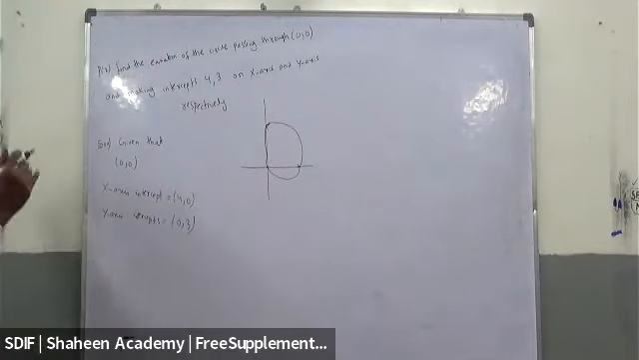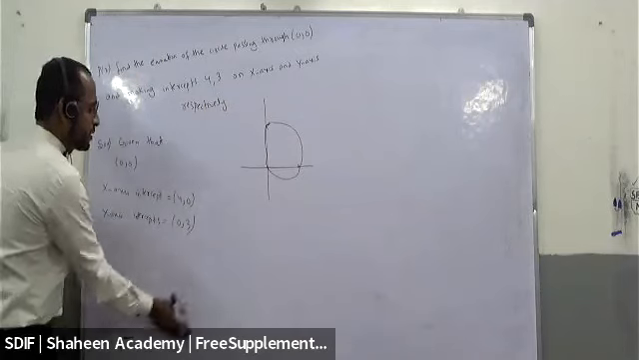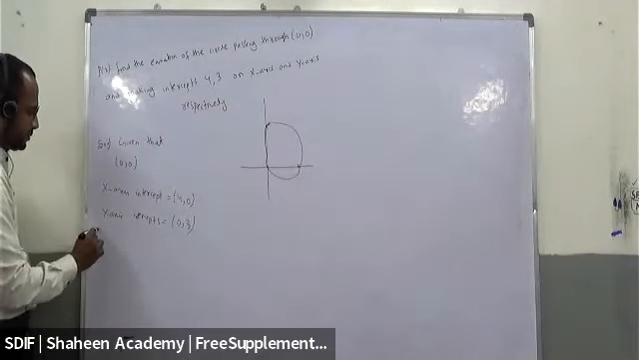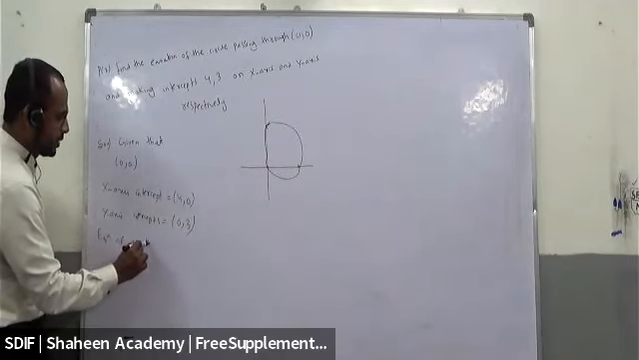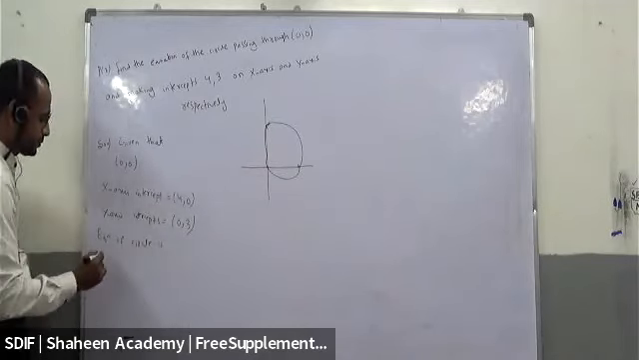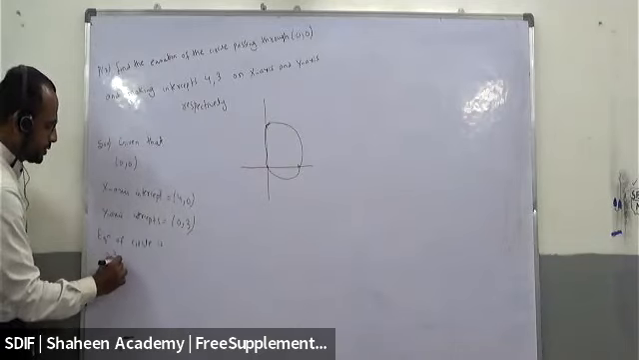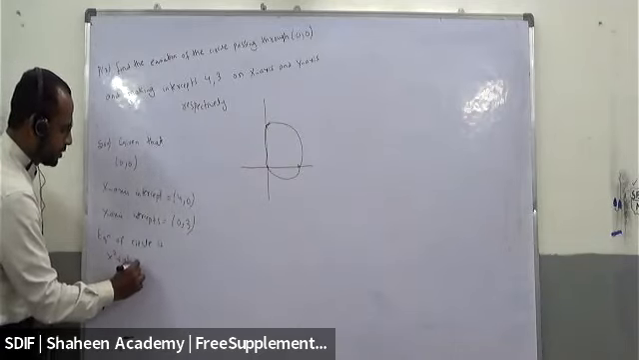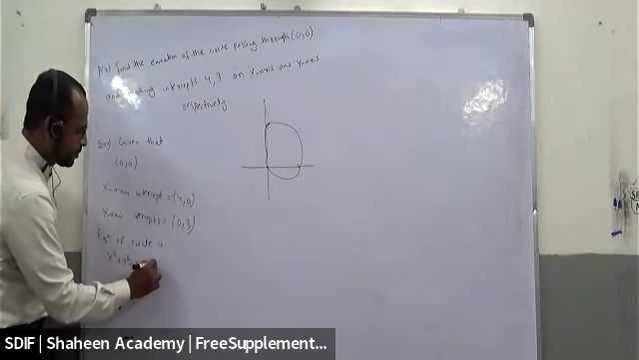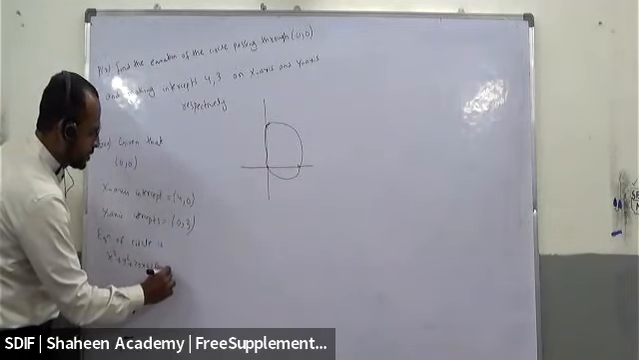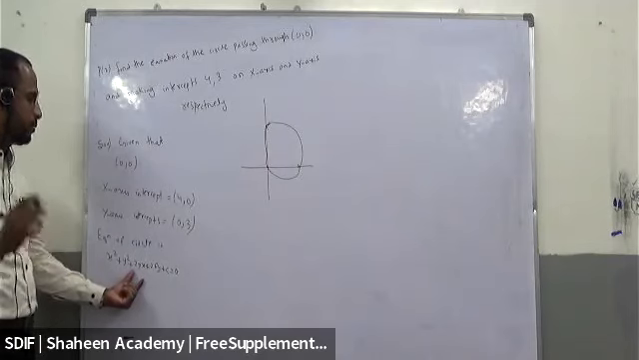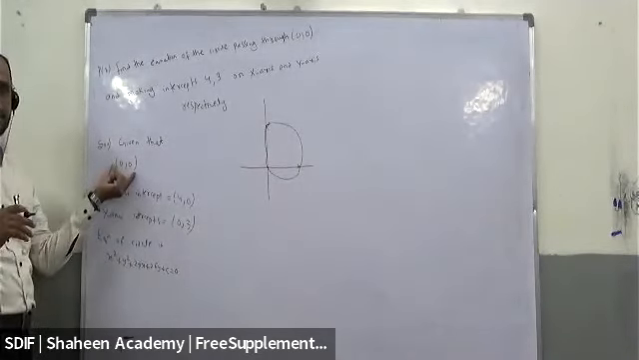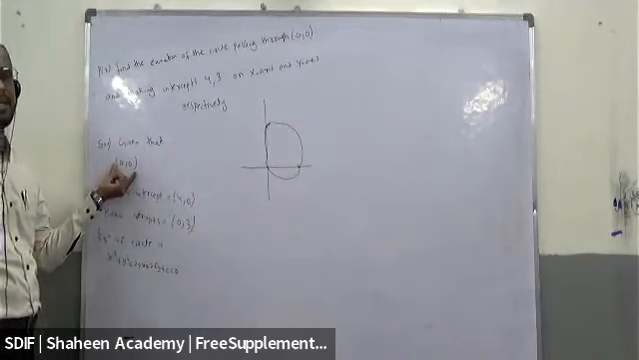The first thing, we have to take the general equation of the circle. Our equation of circle is x square plus y square plus 2gx plus 2fy plus c is equal to 0. Now, this equation of circle is passing through the first point. What is the first point? 0, 0, that is the origin.